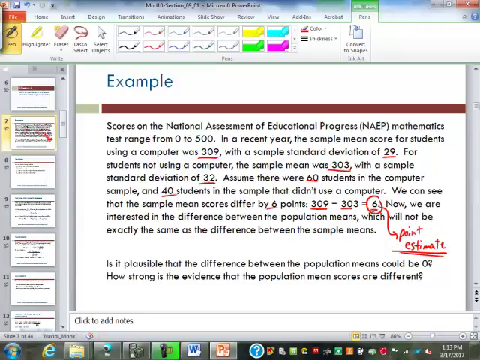So it's possible that the difference between the two means is really 0, and that random selection of the samples is what caused the difference of 6 to be calculated. So we have to look at how strong is the evidence that the population mean scores are really different.